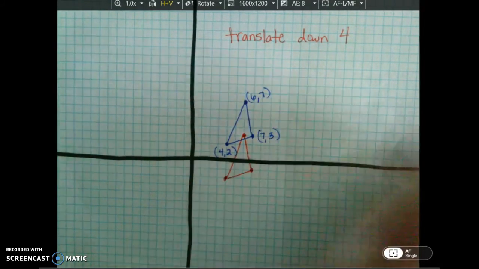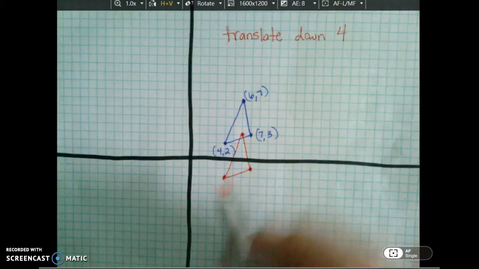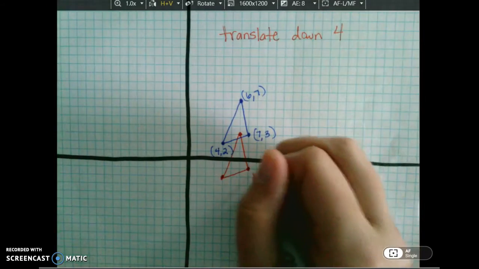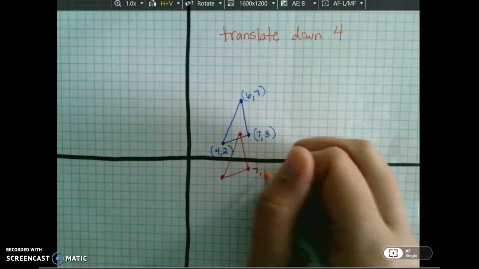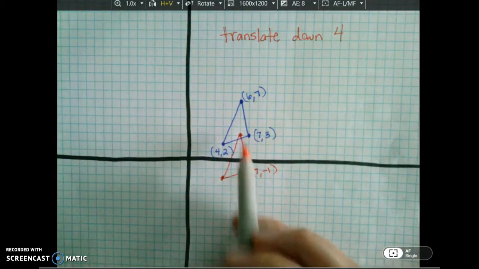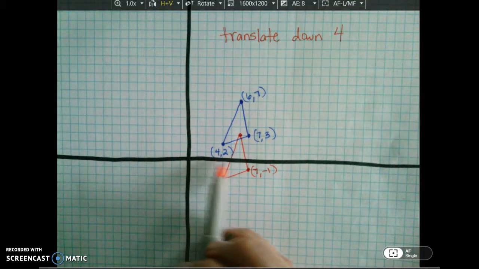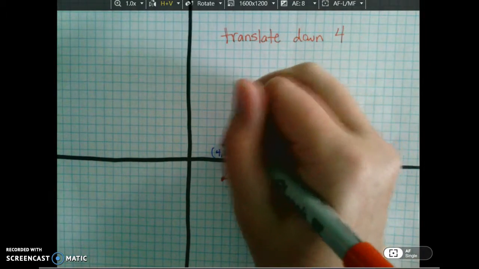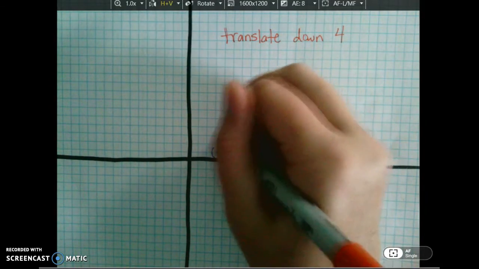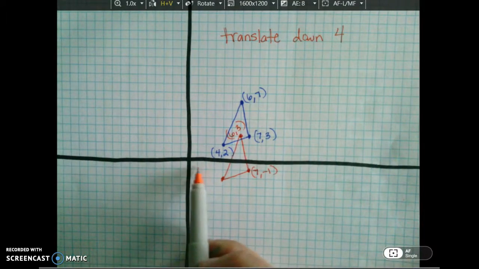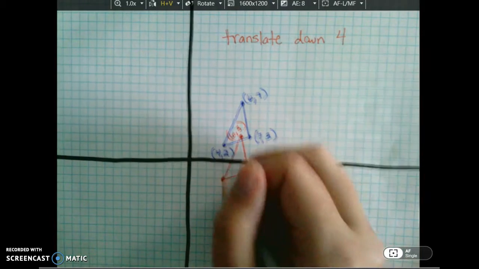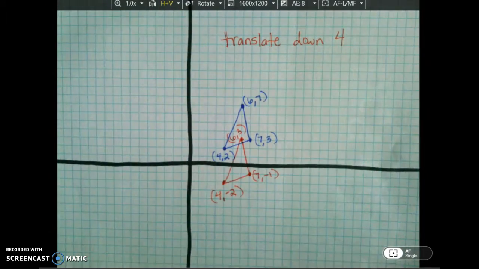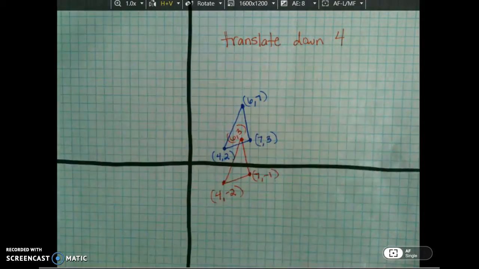Now let's look at these points. This point here, 1, 2, 3, 4, 5, 6, 7. This point up here, 1, 2, 3, 4, 5, 6. Sorry, it's getting a little bit. 6, 3. And this point down here, 1, 2, 3, 4. Here's our new points.